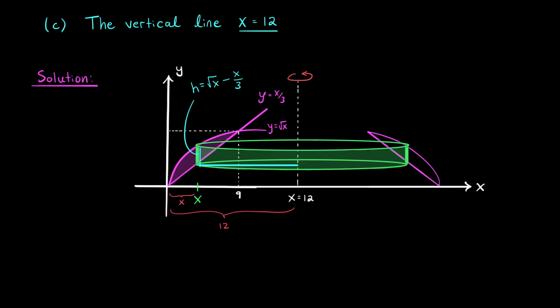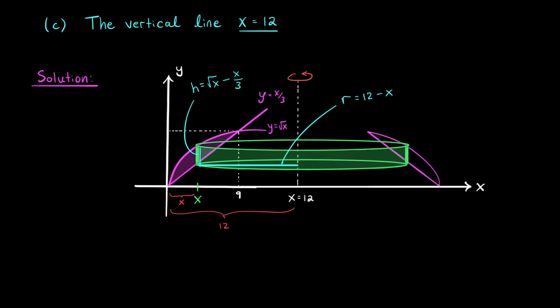And this smaller distance here from the y-axis to the edge of the shell is x units. Since we want just this chunk here from x to 12, we would need to subtract. The radius is the full 12 units minus this little length here of x units. R in this case would be 12 minus x.